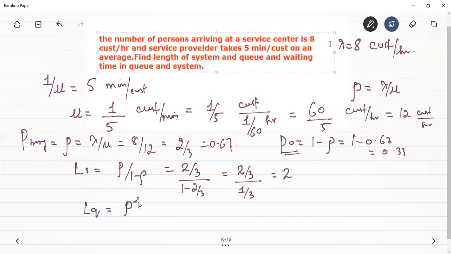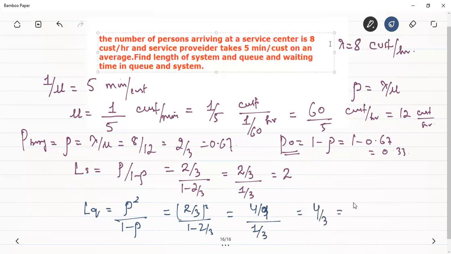Okay, so you can see here it is given by rho square. अभी हमने फॉर्मूले पढ़े थे. So this will be 2 by 3 square divided by 1 minus 2 by 3. That will be equal to 4 by 9 divided by 1 by 3. So this will be equal to 4 by 3, and it is equal to, I think, 1.33. So you can see that this LQ comes out to be less than the LS, okay, as was expected.